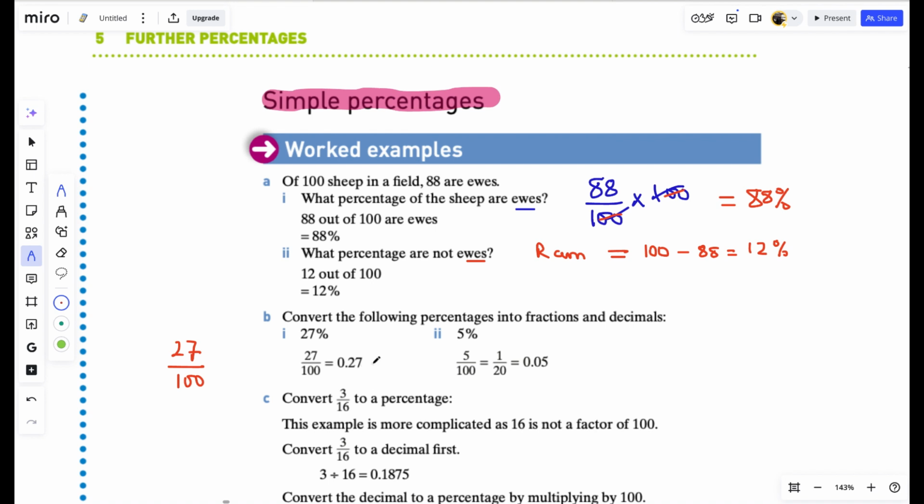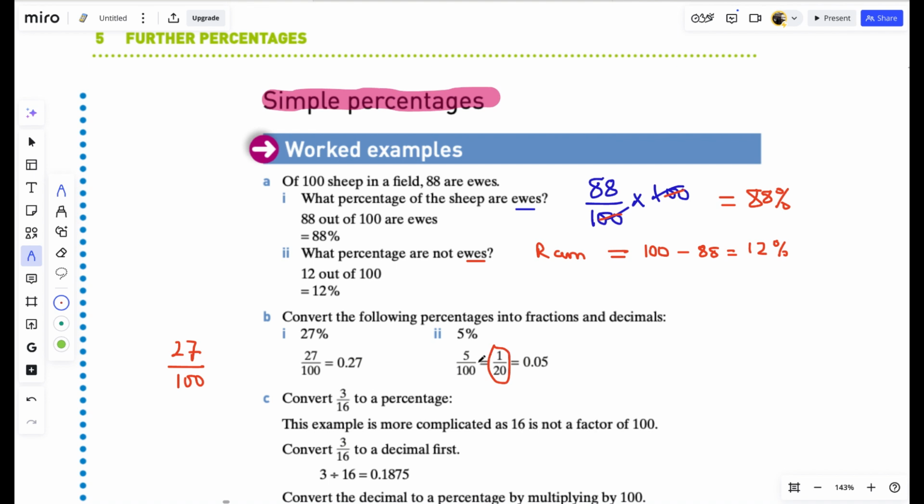0.27. That gives you the decimal of that number. What of 5%? 5% is 5 over 100. If you want to put it in the simplest form, 5 divided by 5, you get 1. 100 divided by 5, you get 20. So the simplest form of the fraction is 1 all over 20.